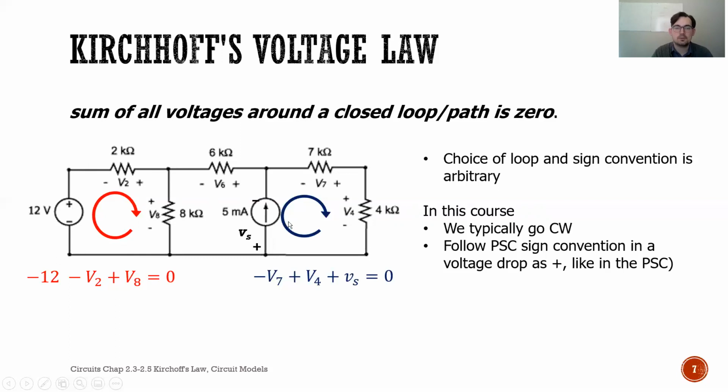And as we go around this way, we'll start here at the top. That's usually where I like to start. We'll do a voltage drop from negative to positive, which is negative. We go from positive to negative, that's a positive voltage drop of V4. And then we have our voltage source Vs here, and we'll define that as positive to negative, so that is a positive voltage drop.